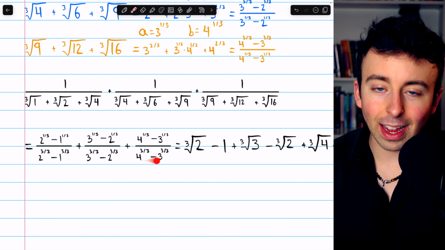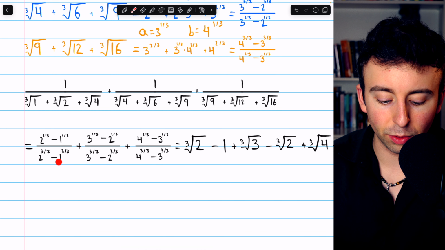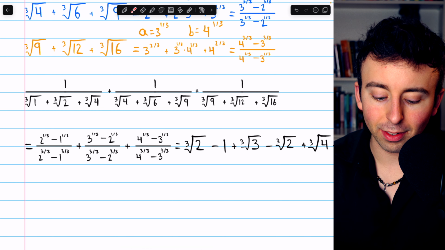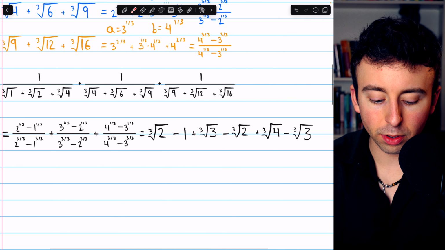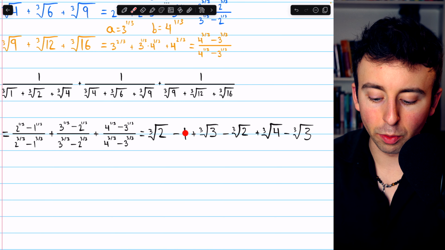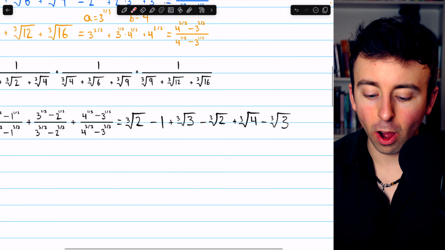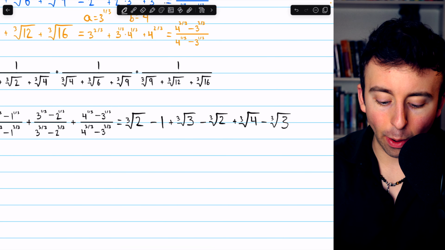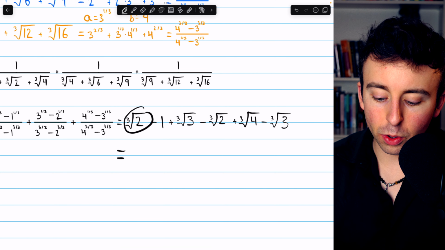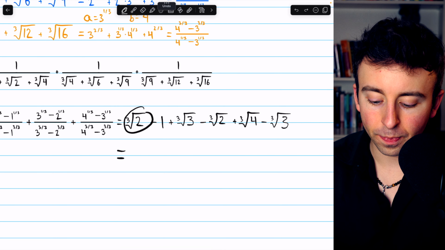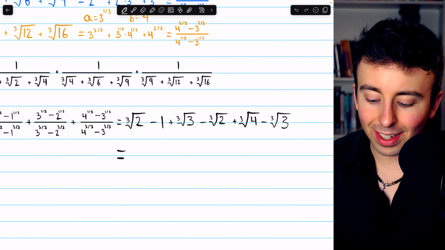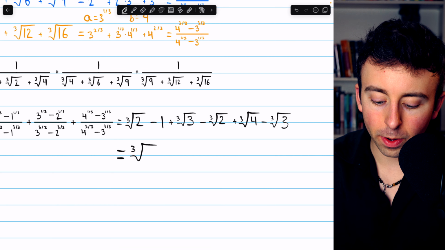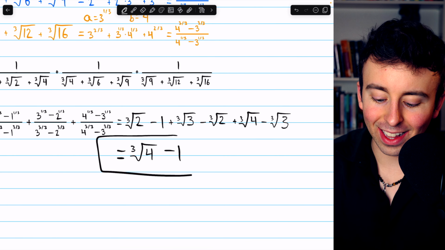Notice each denominator is actually just equal to 1, right? This is 2 minus 1, 3 minus 2, 4 minus 3. All those denominators are just 1. And then rewriting everything else as cube roots, you have the cube root of 2 minus the cube root of 1, which is just 1, plus the cube root of 3, and so on. And now all we have to do is simplify to get our final answer. Cube root of 2 cancels out with the minus cube root of 2. Cube root of 3 cancels out with the minus cube root of 3. And so all that's left is the cube root of 4 minus 1. And that's the final answer.